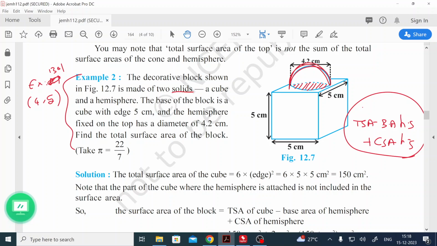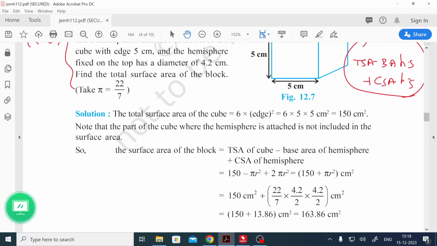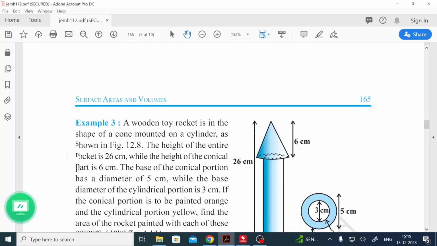Even there you are going to use this formula only: total surface area minus base area plus CSA of hemisphere. Understand? See, that is the total surface area of the cuboid, minus the base area of the hemisphere, plus the CSA of the hemisphere. After applying the number work, you will get the answer.